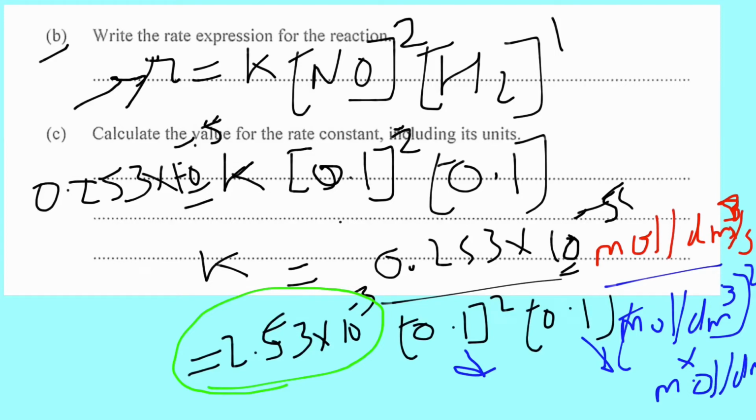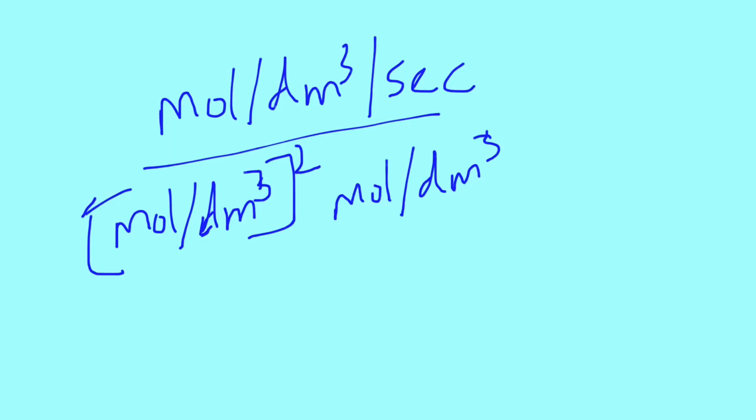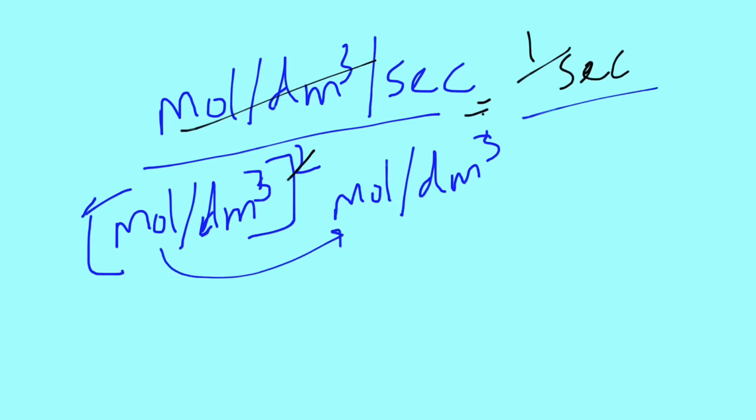So I will write this whole thing on the next page. Now this square will go, and this mole per dm cube will go, and here what will remain? 1 upon second will remain. Then this same line, and mole per dm cube. This mole and mole will become mole square, and this dm cube 3 and dm cube 3 will become dm cube 6. Then it will become per dm cube 6.